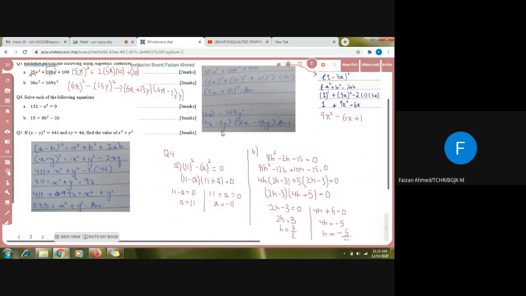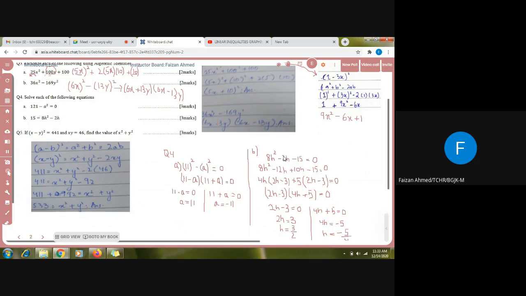In part B, I will just shift this 15 to the other side in order to make it a quadratic equation. 8h square minus 2h, this is positive 15. And when it goes to the other side, it will become minus 15 equals 0. Now I can see that there is nothing common between the three terms. And since there are three terms, I can factorize it by using the middle term breaking method.